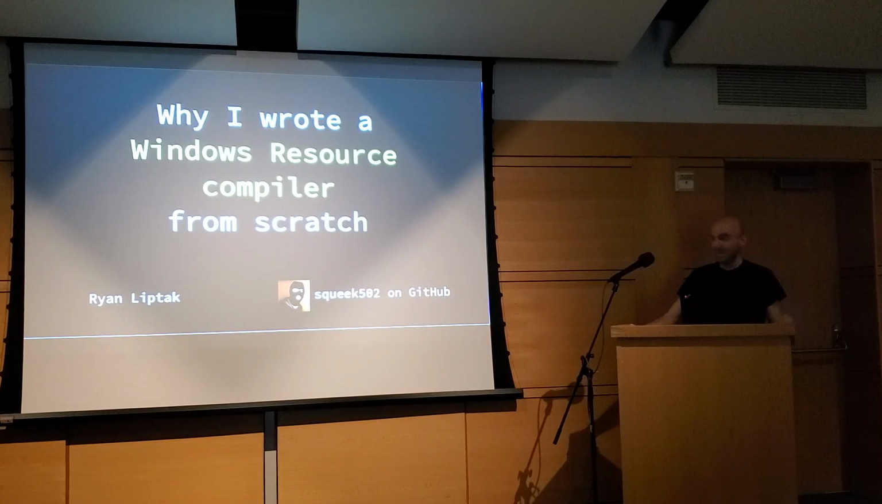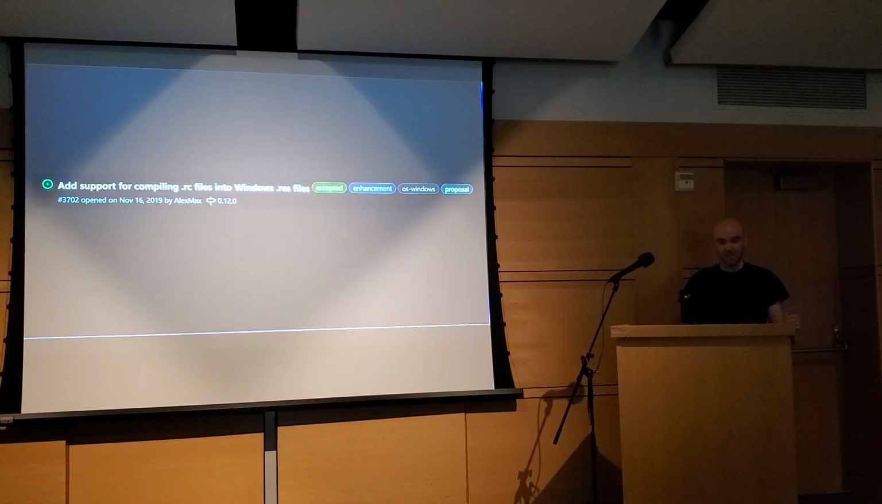Right. I'm going to talk about why I wrote a Windows resource compiler from scratch. First, an obvious answer is that the Zig compiler can't currently compile RC files, and there's an accepted proposal to add that capability to the Zig compiler. But that's not the full answer. But first, I want to talk about what a resource compiler is.